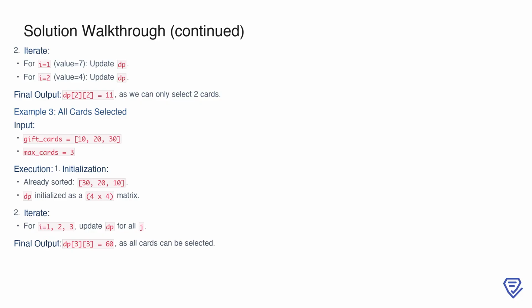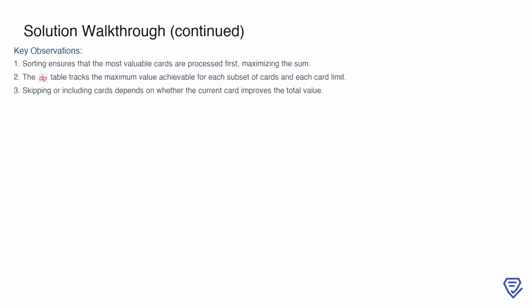Since we only have 2 cards, we iterate through them to update the table. For the first card, which has a value of 7, we update the relevant entries in the DP table. Then, for the second card, with a value of 4, we make further updates. Ultimately, the best value we can achieve is 11, which is stored in DP[2][2]. Here, the result is limited by the fact that we only have 2 cards to work with, even though the maximum allowed is 3. Finally, let's look at a case where we can select all the cards. In the third example, the cards are 10, 20, 30, and the maximum number of cards allowed is 3.